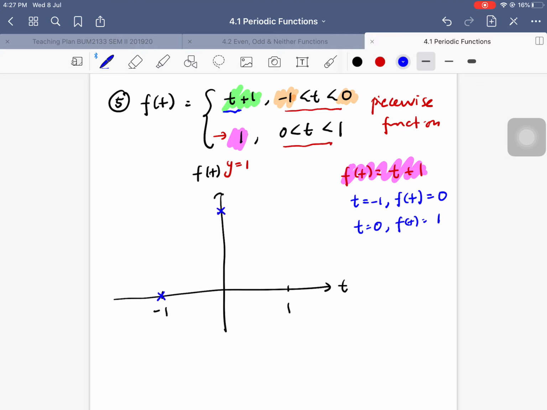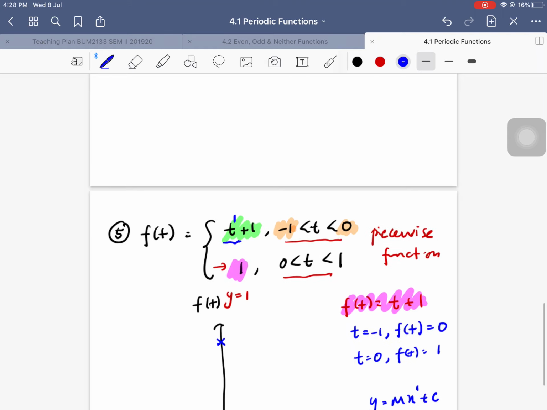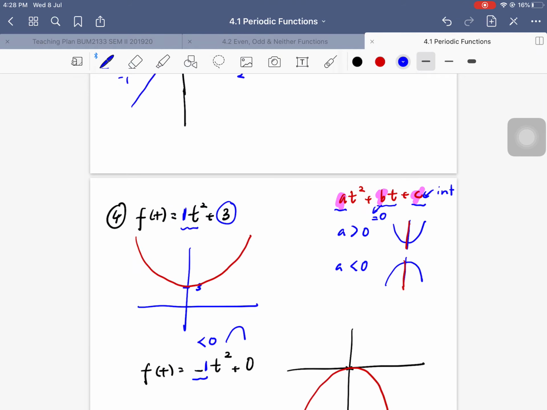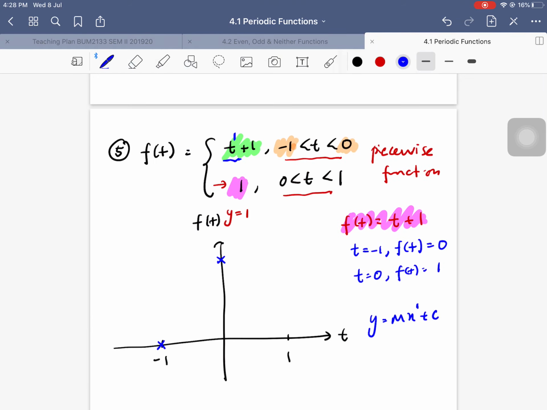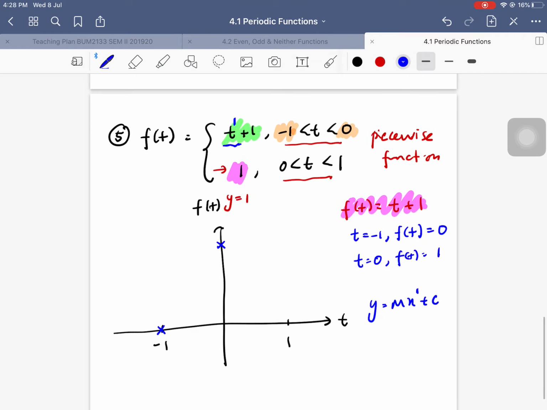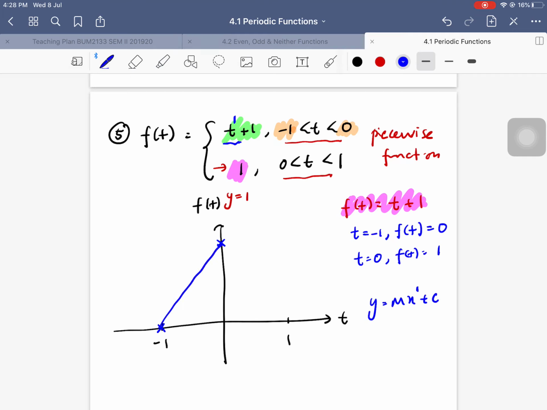And I know that this is going to be an equation of a straight line because t is to the power of 1. Remember, when you have y equal mx plus c, when x is to the power of 1, this is going to be a straight line. If it's to the power of 2, it's going to be a curve. The only difference is that instead of using x, we're using t. That will be the only difference. So therefore, I'm going to connect these two together. That is how the line is going to look from -1 until 0. So that's my first function. I'm now done with the first one.